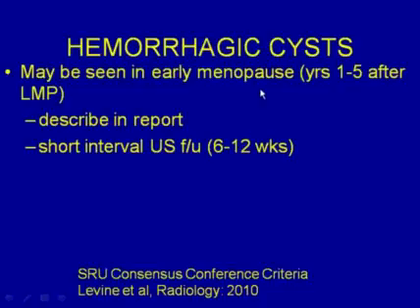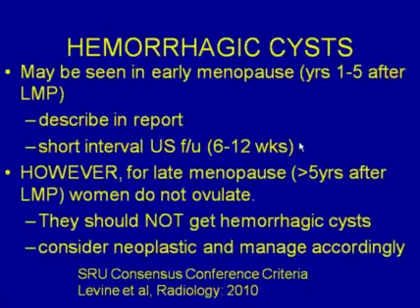Can you have hemorrhagic cysts in early menopause? Well, yes, you can, but you want to make sure you describe them in your report. And again, with these patients, this is no longer a normal physiologic function. You want to make sure that these resolve, so do get follow-up on these patients. In late menopause, greater than 5 years after the last menstrual period, women do not ovulate, so they should not get hemorrhagic cysts, and you want to consider that these are neoplastic and manage them accordingly.